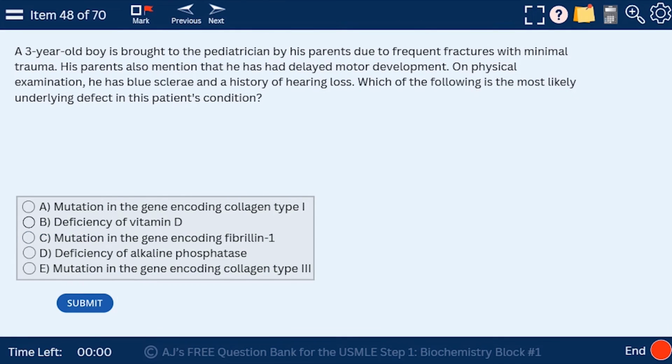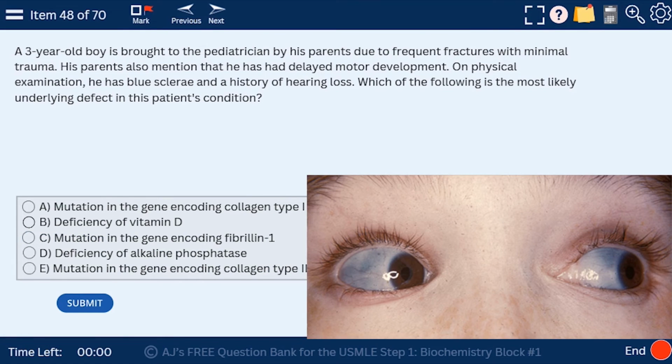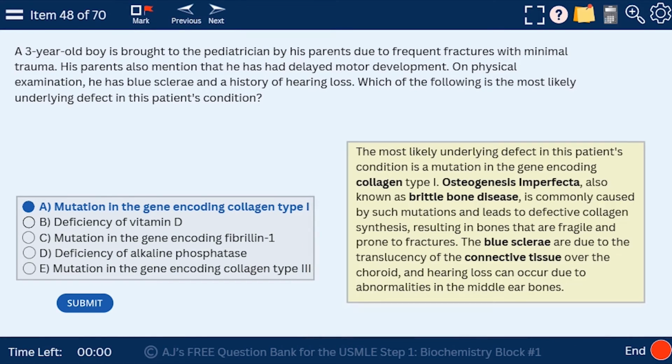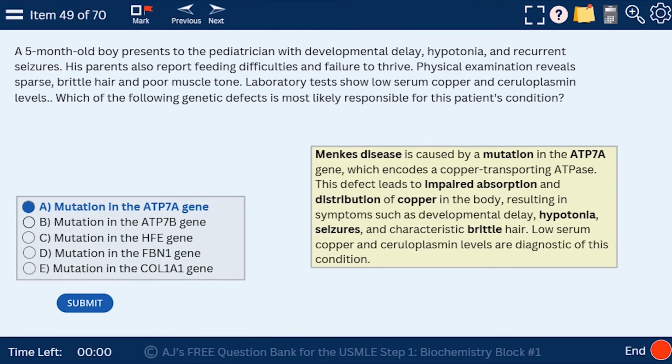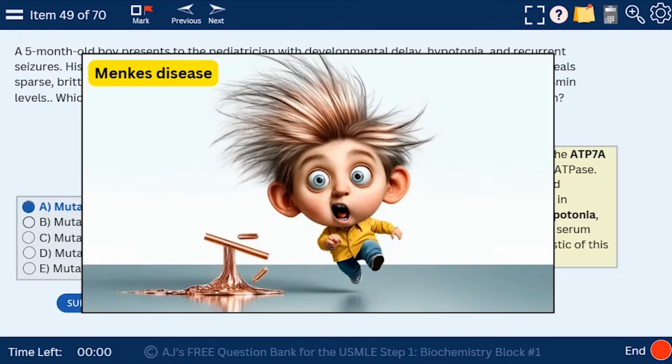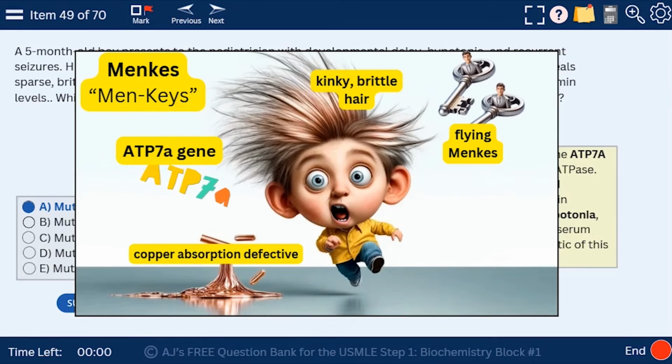Question 48. Blue sclera. Hearing loss. Osteogenesis imperfecta, a mutation in the gene encoding collagen type 1, which you can read about over here, an autosomal dominant condition. Question 49. Brittle hair, poor muscle tone. Menkes disease, ATP7A gene, which you can read about over here, but I prefer to see the picture. Here, the Menkes disease picture, the men flying on the keys for flying Menkes, towards the boy with the kinky brittle hair, about to trip over the copper, which was unable to be absorbed, right under ATP7A on the wall. ATP7A gene, not a mnemonic, but at least a fun visual. Here we have Menkes disease.